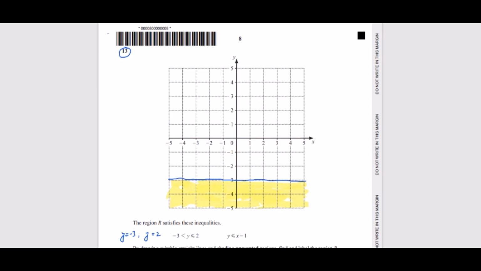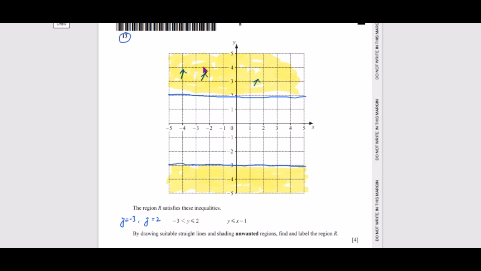So y is equal to 2. This is above the origin, so shade these areas also. And now the next inequality is y is less than or equal to this one.